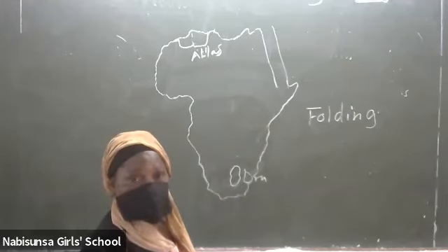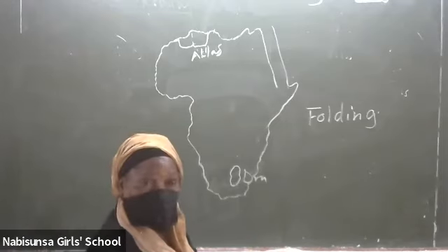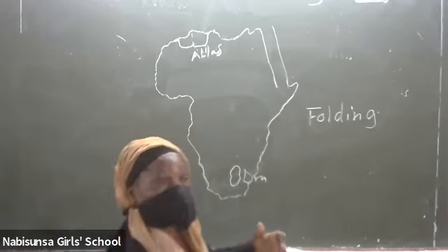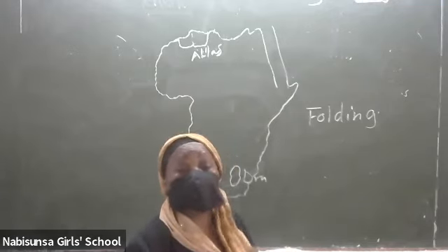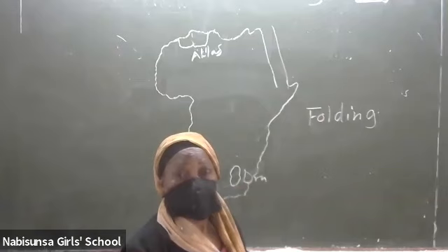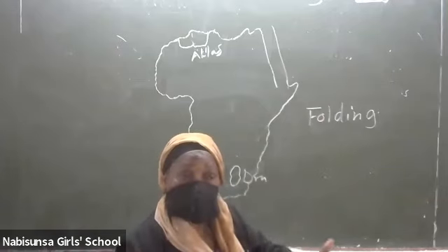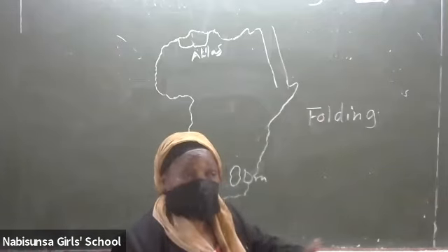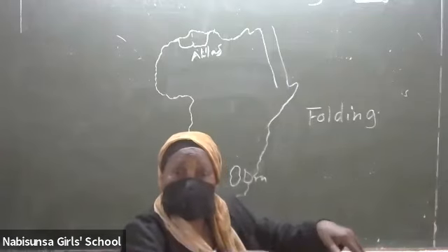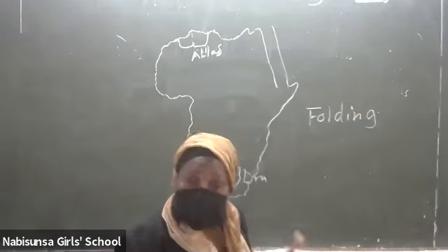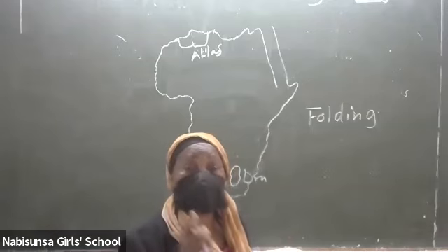Do you understand? They were formed. What is folding? Folding is a process which is taking place within the Earth's interior. They are forces which are moving billions of tons of rocks on top of the Earth. They are inside.